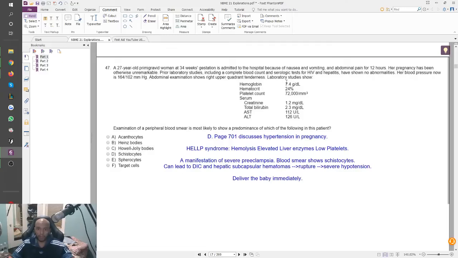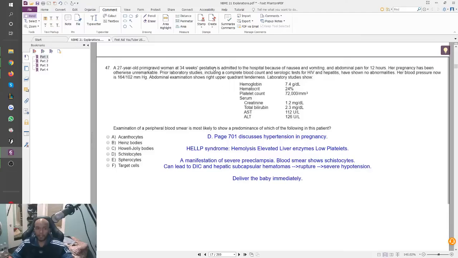Lab shows very low hemoglobin, right? Hematocrit 24%. Platelet count is also low, should be above 150. Creatinine 1.2, that's kind of significant. AST and ALT elevated, right? Examination of the peripheral blood smear is most likely to show predominance of which of the following in this patient?